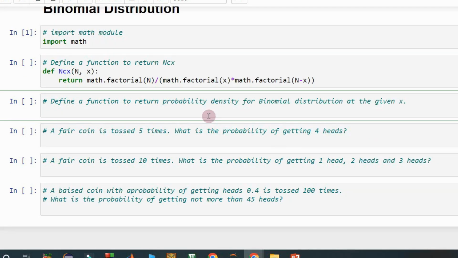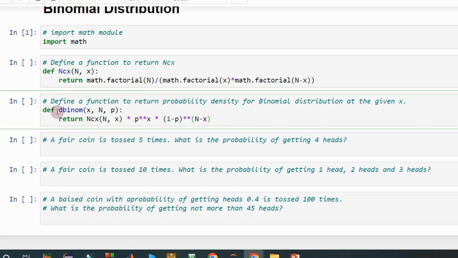Next we need to return the probability density for the binomial distribution at the given x, for which I am going to define a function dbinom. I am using dbinom as the name of this function because R programming language has the same name to return the probability density for the binomial distribution at the given x. To have some resemblance, I am using the same name here also for this user defined function in Python.